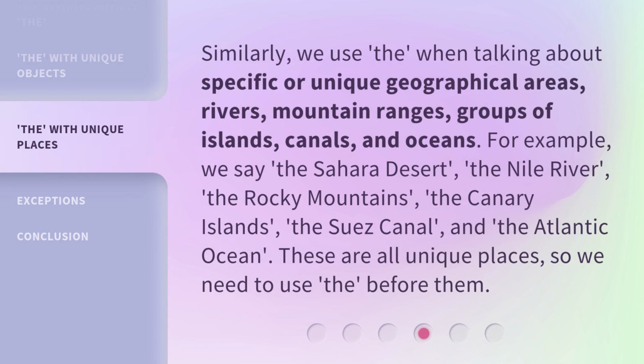Similarly, we use the when talking about specific or unique geographical areas, rivers, mountain ranges, groups of islands, canals, and oceans. For example, we say, the Sahara Desert, the Nile River, the Rocky Mountains, the Canary Islands, the Suez Canal, and the Atlantic Ocean. These are all unique places, so we need to use the before them.